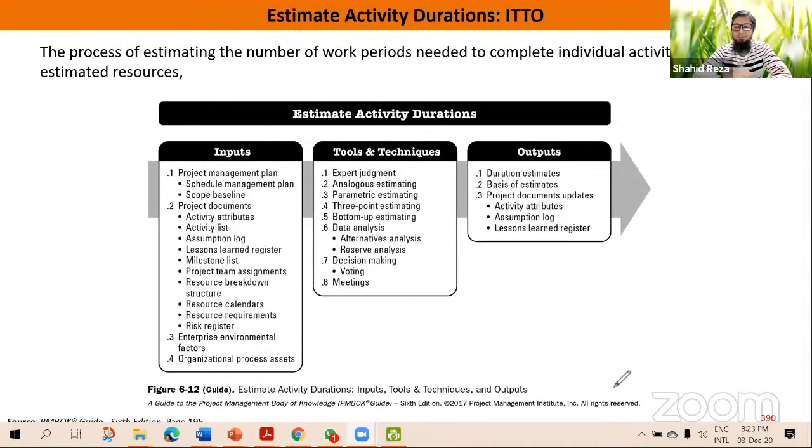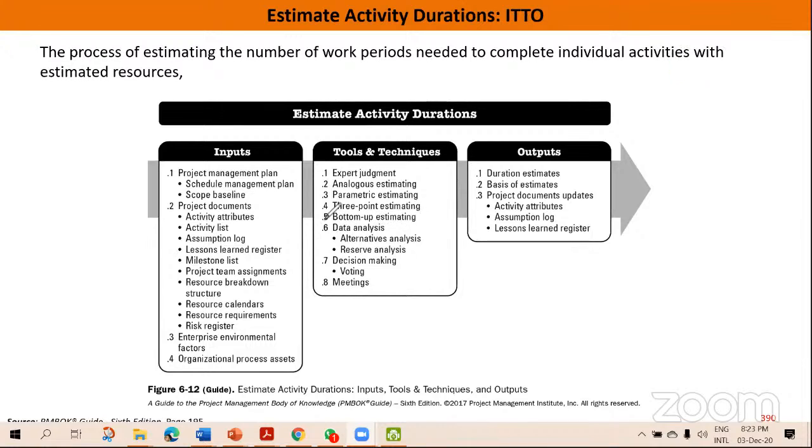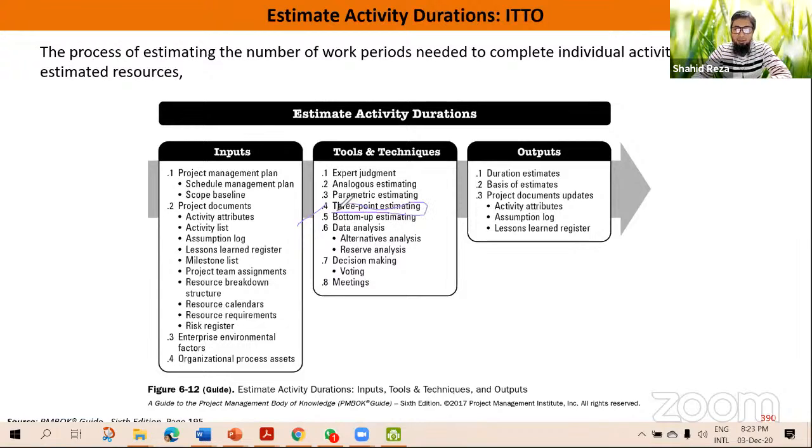Yes. Thank you. And 3-point estimating. There is a formula, I will discuss that formula in the next slides. So I am skipping it for the time being. Let me discuss bottom-up estimating.